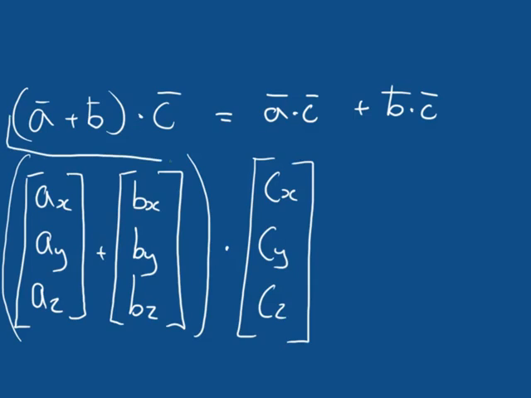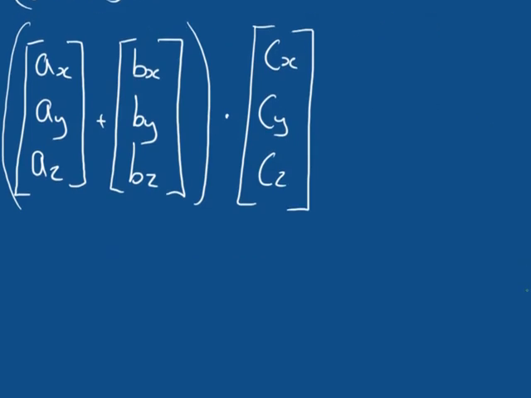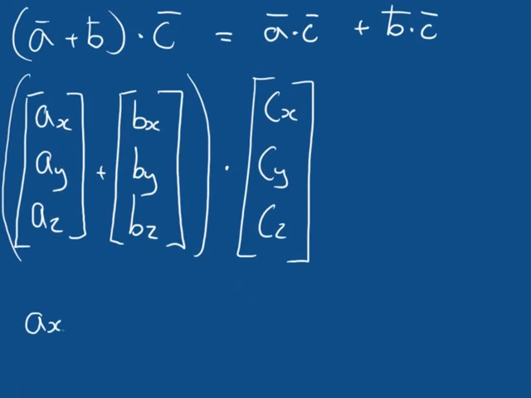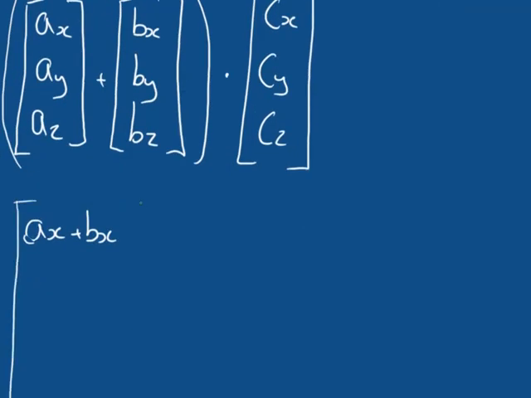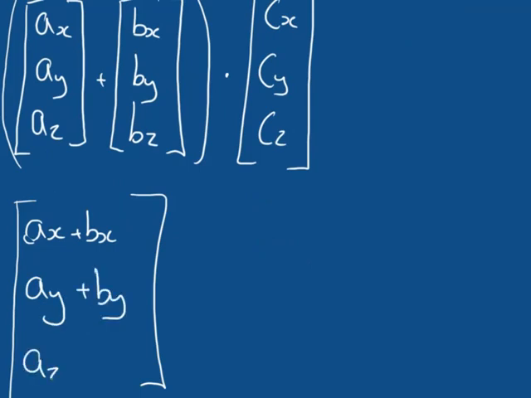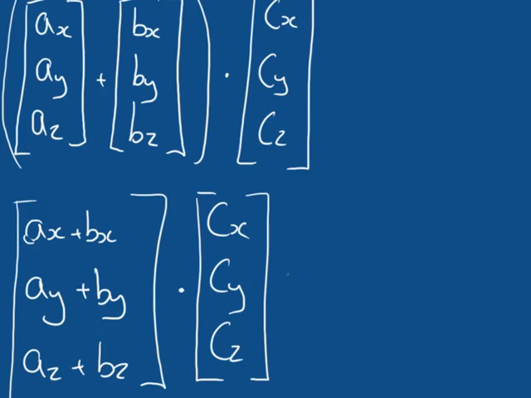If we evaluated it like this, we'd see that we get ax plus bx, which would then be multiplied by cx, or actually I should probably put our vector in first. I'm trying to jump ahead one stage and that may lose people, so just in order to not do that, let's actually write this vector in. So ax plus bx, the second component would be ay plus by, and the third component az plus bz, and we're going to dot that with cx, cy, and cz.